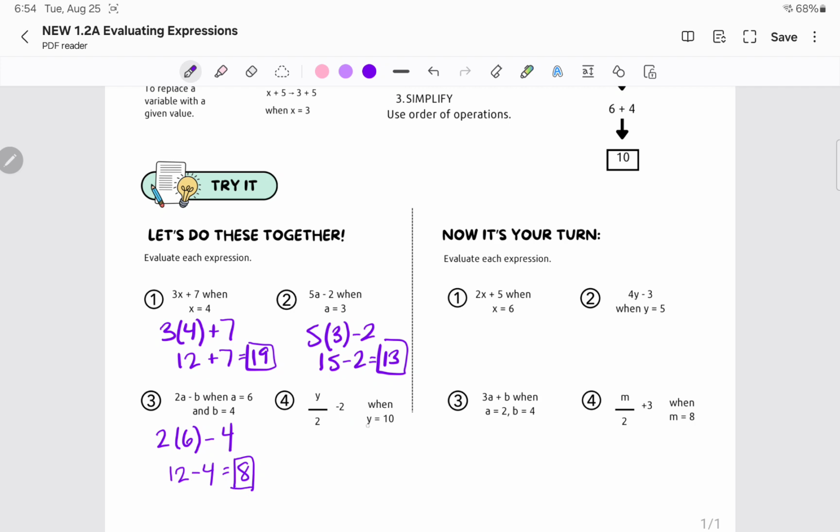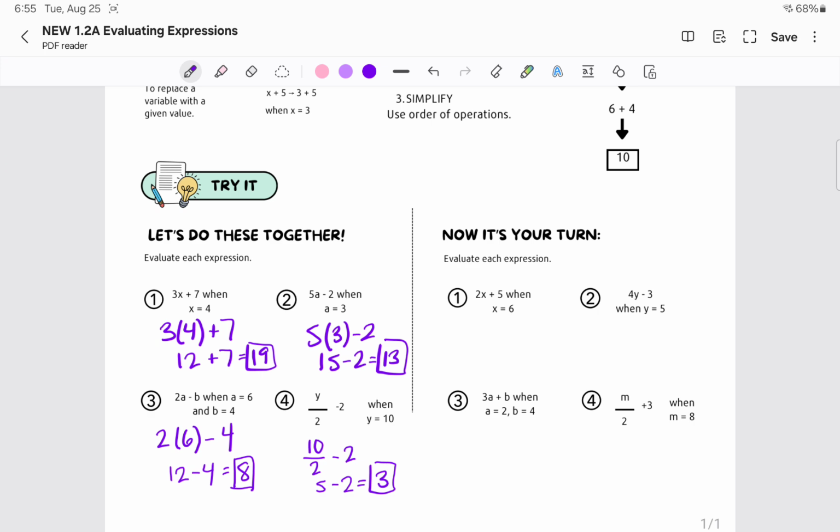And now for number 4, when y equals 10, so I'm going to replace y with 10 here. So 10, I don't need parentheses because it's just 10 divided by 2 minus 2. Use order of operations still, so 10 divided by 2 is 5. And 5 minus 2 is 3. All right, so I want you to pause the video and try 1 through 4 by yourself. Go ahead and pause now.